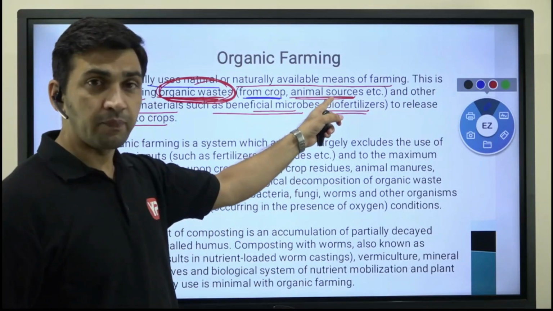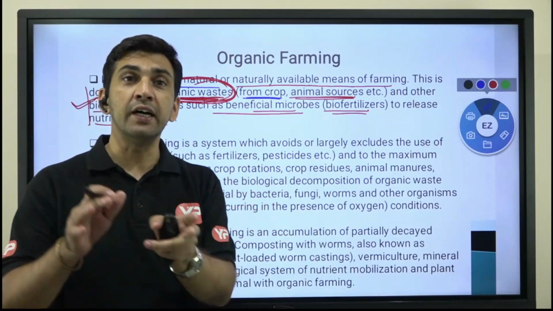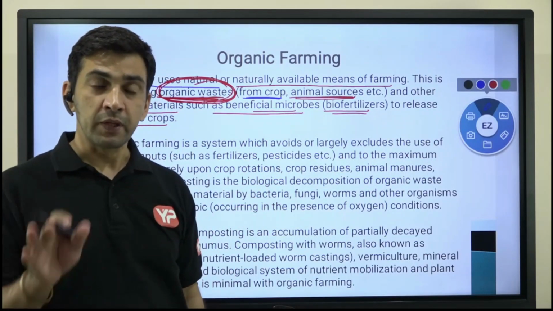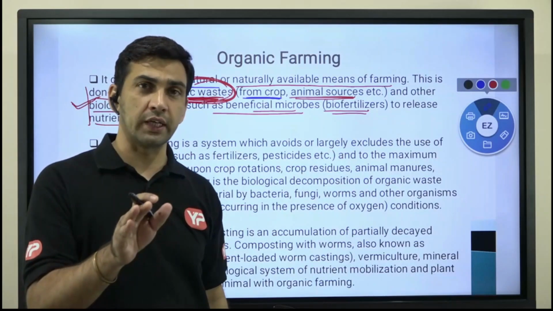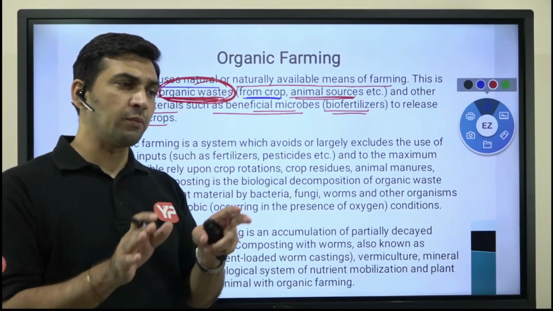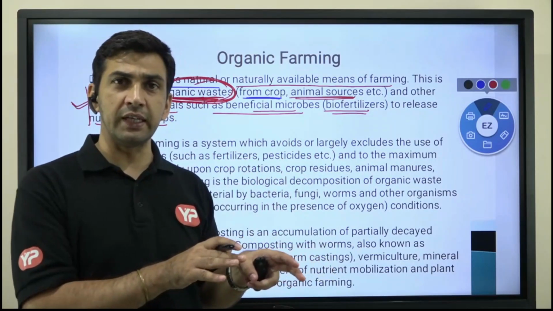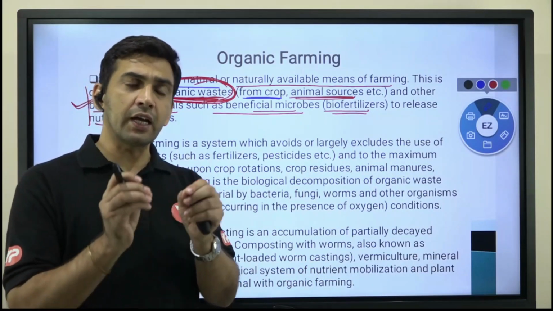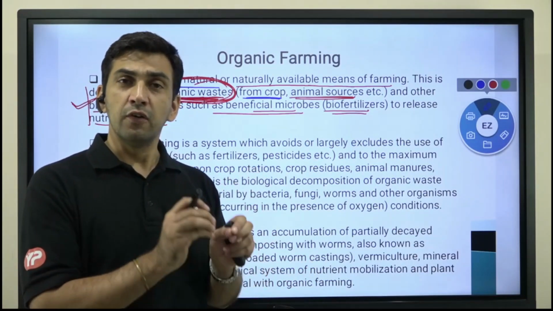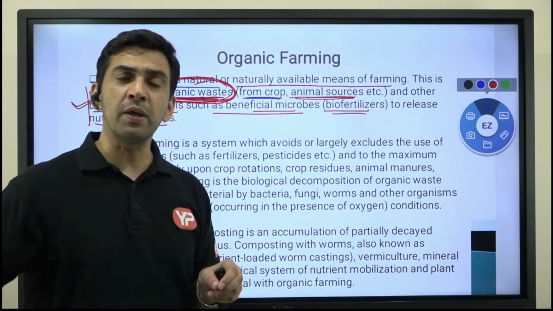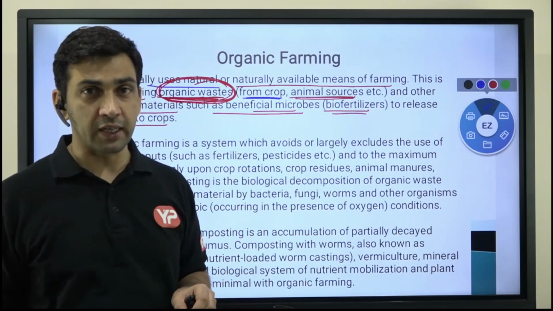At the same time, these resources don't have a negative environmental impact. So in organic farming, we have to note two things. When we are talking about naturally available things, it means we are adopting farming practices which have a minimum negative impact on the environment.